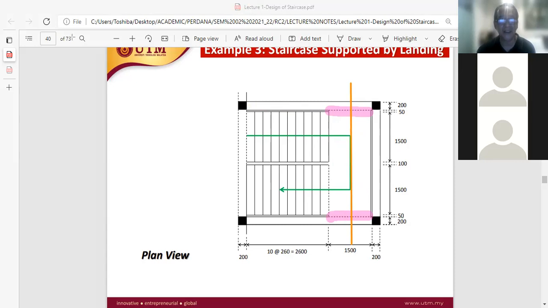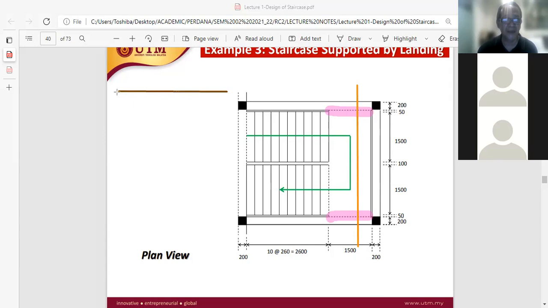Kena pula yang ni. Okay, if this is a typical cross section, maka what we see, it would be something macam ni. It would be, we have a landing. Okay. At the end of the landing, hujung landing ni, ada beam. Okay, ada beam. Saya indicatkan macam ni lah.